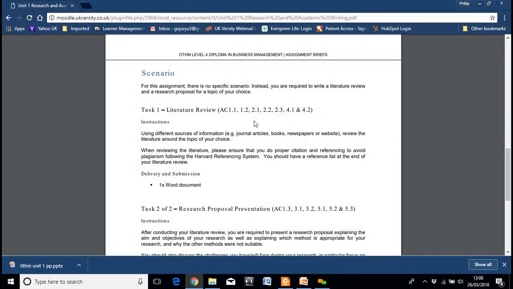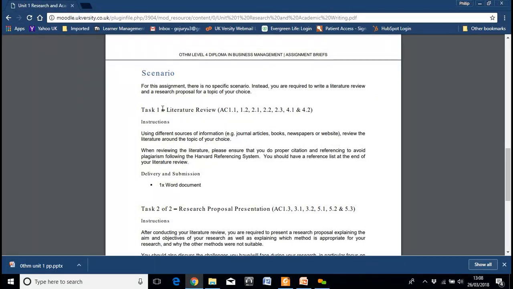So, for your task 1 for this assignment, there is no specific scenario. Instead, you're going to be required to write a literature review and a research proposal for a topic of your choice. That means you need to look at something you have an interest in, and say, okay, I'm going to do some research on that particular issue.